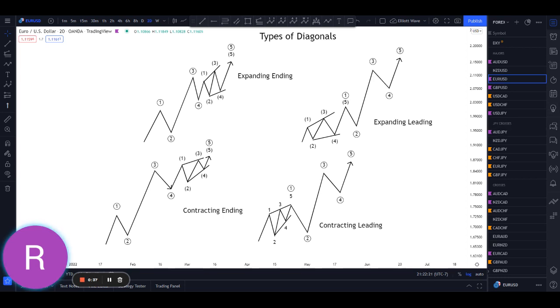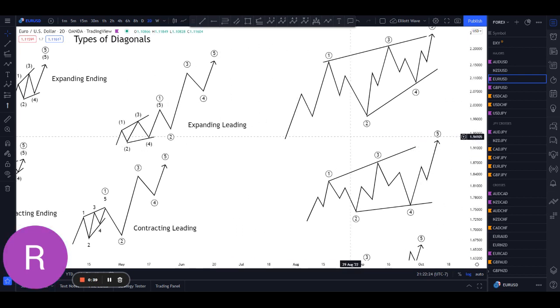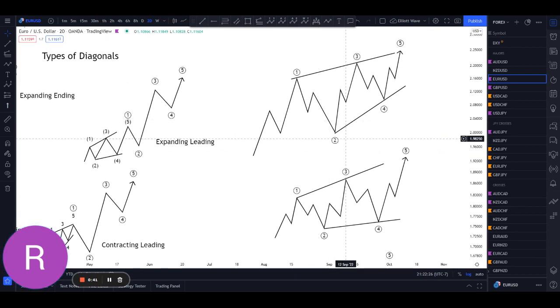First, let's go over some of the rules and guidelines for labeling a diagonal. So let's zoom in on these two diagrams here. Diagonals are wedge-shaped and can be bounded by two trend lines, regardless of which type they are. Contracting, expanding, leading, ending, all can be bounded by trend lines. To draw those trend lines, we connect the extremes of waves 1 and 3, as well as the extremes of waves 2 and 4.